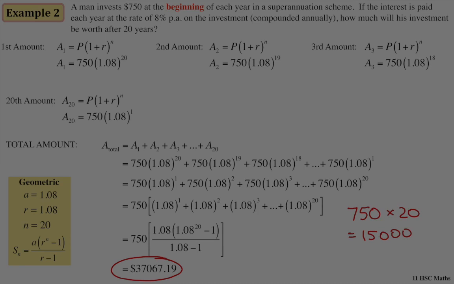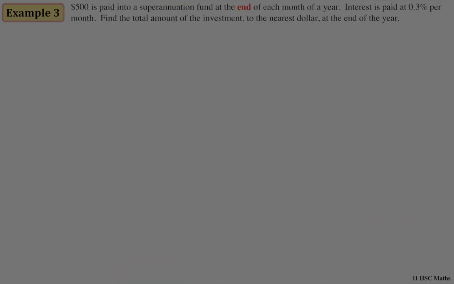Let's try our third and final example for this exercise. It's a little bit different because we're putting $500 in at the end of each month of a year. So there are only 12 payments going in, or 12 months. Interest is paid at 0.3% per month. This is already per month, so that's good, but we need it as a decimal. 0.3 divided by 100 gives us 0.003. Let's find the total amount of the investment to the nearest dollar at the end of the year.